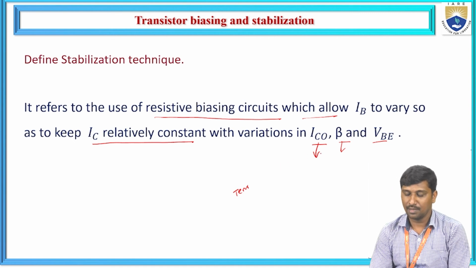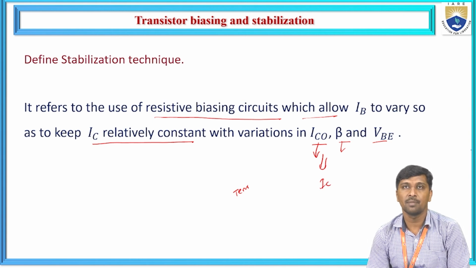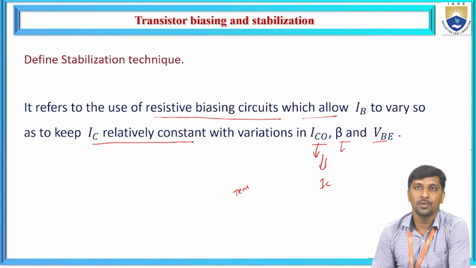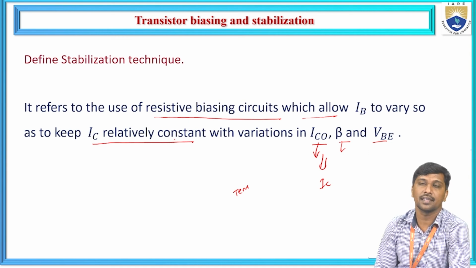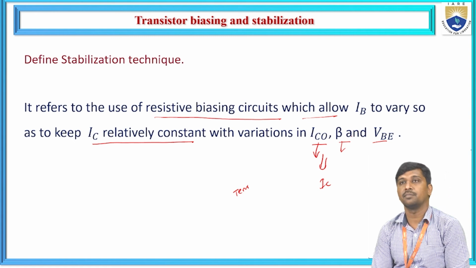Due to that, if any parameter is affected, it directly affects the collector current. So we need to provide and maintain the proper operating point. Again, we need to compensate this, or stabilize the operating point. How are we going to stabilize this operating point? By using biasing circuits or a resistive bias circuit, we maintain a relatively constant collector current irrespective of variations of either reverse saturation current, beta, or the VBE parameter.